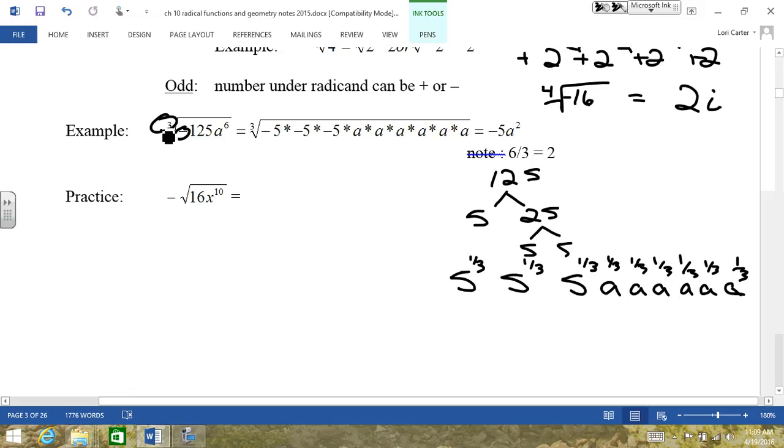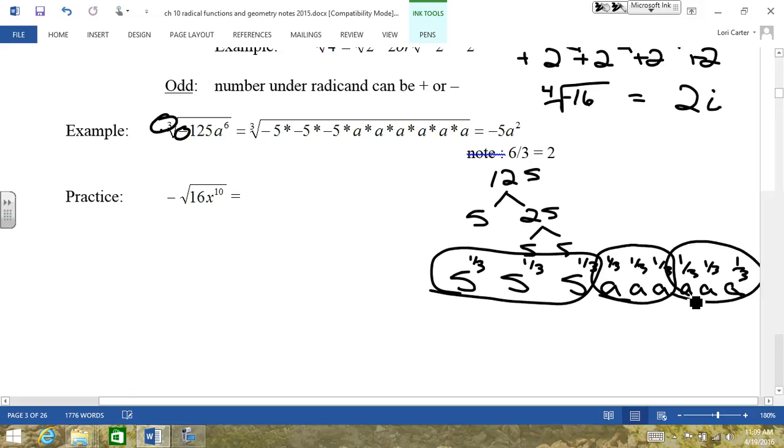So I have to get to 1. So 1/3 plus, how many 1/3 do I need to get to 1? 3. So I need 3 of them, 3 1/3. What does this equal? 1. What's 5? That equals 5, because it's 5 to the 1/3 three times, it's 5 to the 1st. Yes, I would agree. What's this equal? And this is also a to the first.